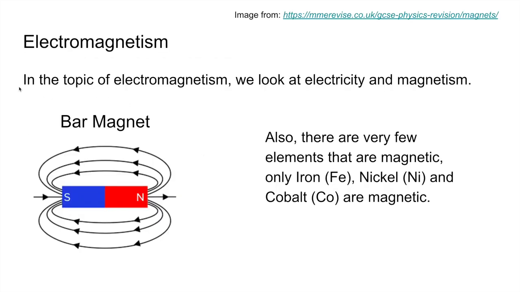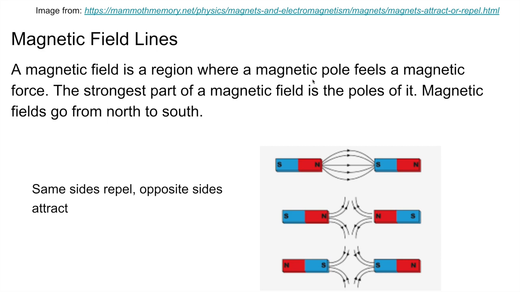Next topic, electromagnetism. In electromagnetism, we study two things that go together, magnetism and electricity. Magnets always have a magnetic north pole and a magnetic south pole. If you get two magnets, and put north and north, or south and south together, they will repel each other. However, north and south will attract each other.